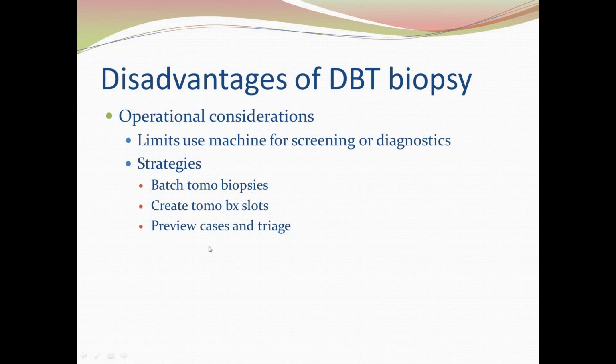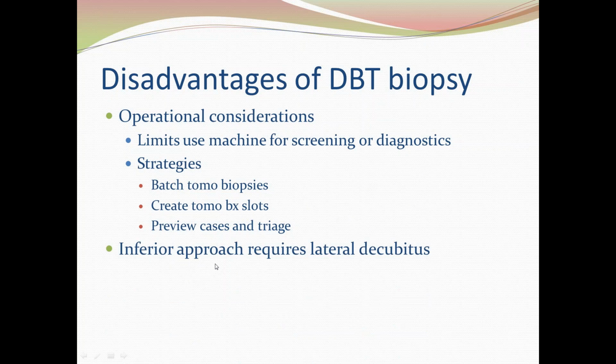And when a radiologist identifies a lesion that needs a tomosynthesis-directed biopsy, you can triage it and schedule it appropriately. Now, one of the problems with tomosynthesis is that it's difficult to biopsy, as you can imagine, seeing that setup, from the bottom of the breast. So for a 6 o'clock lesion, it's not so easy to do that biopsy.